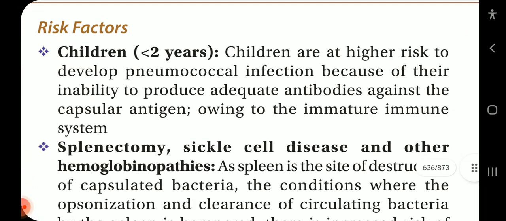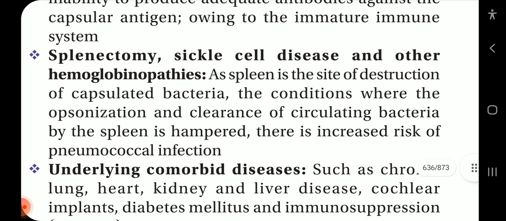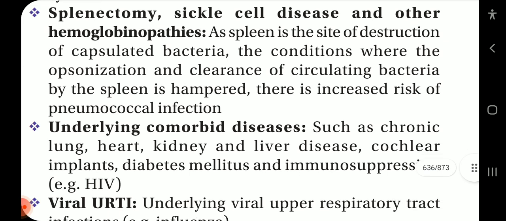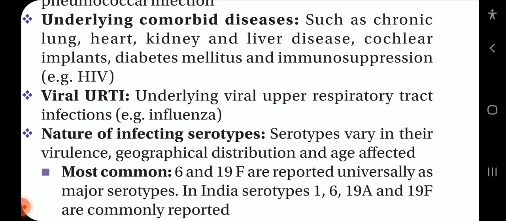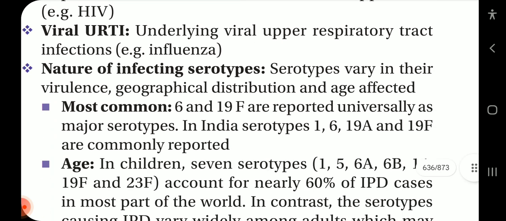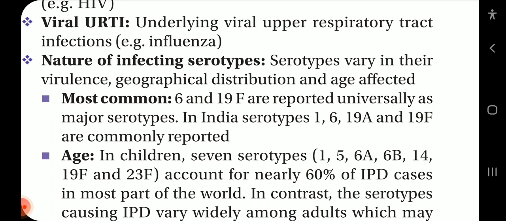Risk factors. Children less than 2 years are at higher risk to develop pneumococcal infection because of their inability to produce adequate antibodies against the capsular antigen owing to the immature immune system. Splenectomy, sickle cell disease, and other hemoglobinopathies, as the spleen is the site of destruction of capsulated bacteria. In conditions where the opsonization and clearance of circulating bacteria by the spleen is hampered, there is an increased risk of pneumococcal infection. Underlying comorbid diseases such as chronic lung, heart, kidney, and liver disease, cochlear implants, diabetes mellitus, and immunosuppression, for example HIV. Viral URTI: underlying viral upper respiratory tract infection, for example influenza.